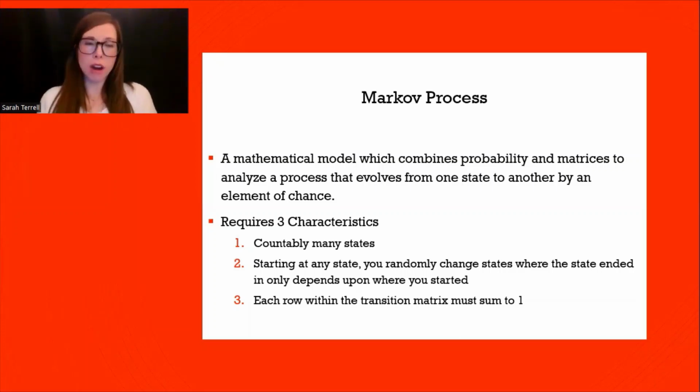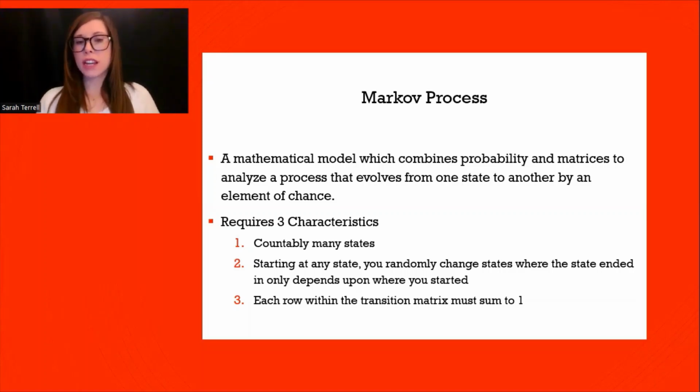Okay, so a Markov process is a mathematical model which combines probability and matrices to analyze a process that evolves from one state to another, where the element of chance is always involved. This process has 3 characteristic requirements. The first of which is it has to have countably many states. The way that Monopoly has countably many states is you have a set number of spaces on the board that you can move to on any given turn.